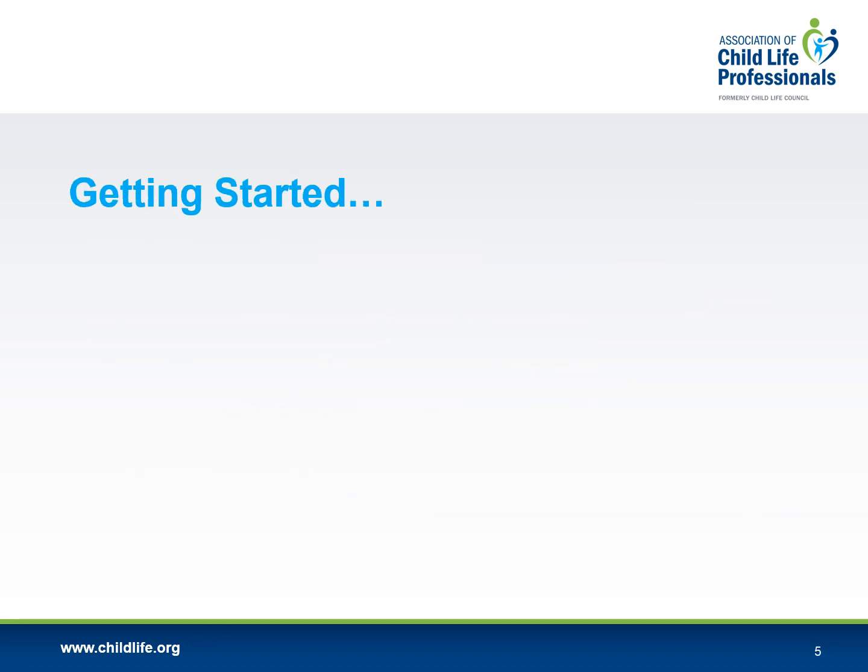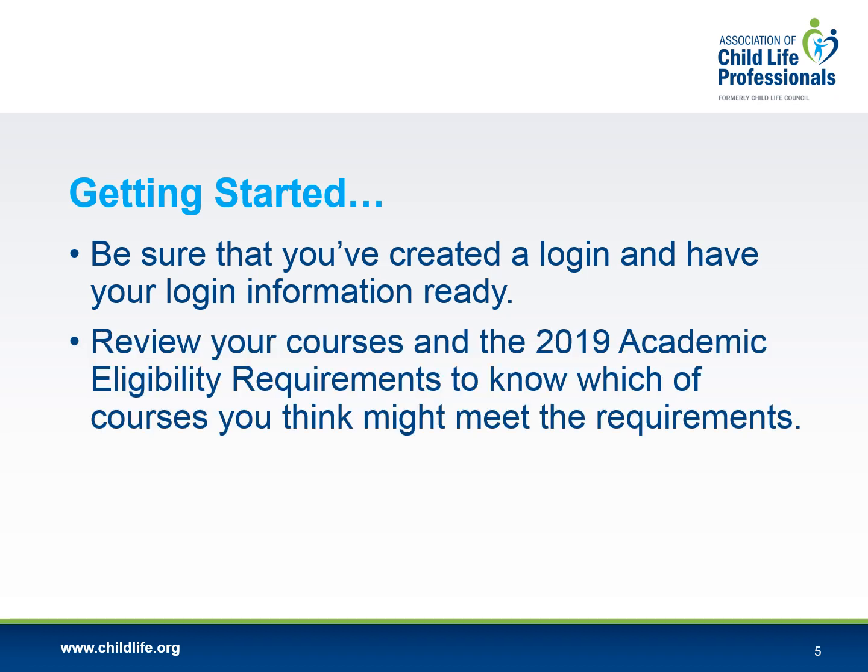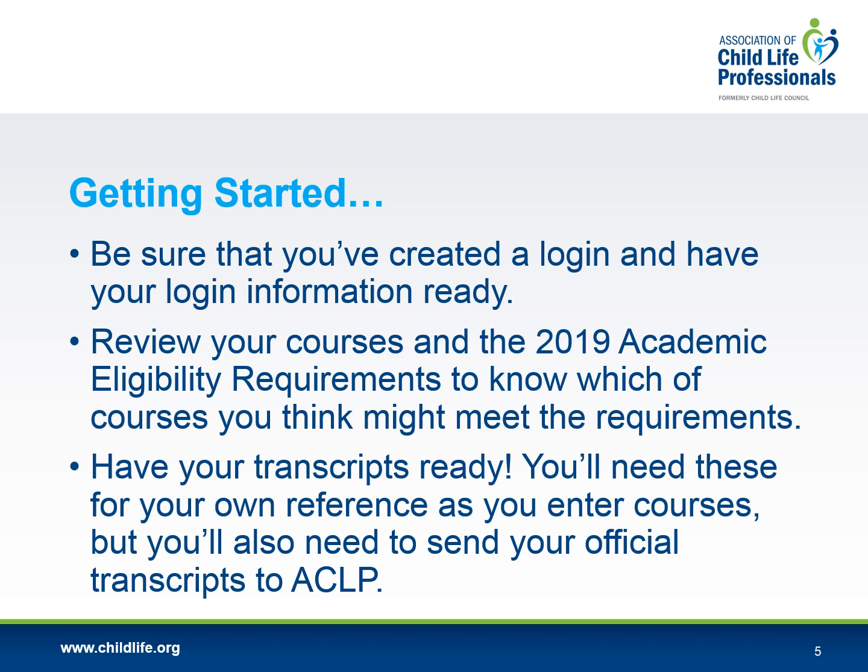Okay, so as you get started and you're ready to open an eligibility assessment and begin this process, there's three helpful things that we want to remind you of so you have them ready. The first is be sure that you've created a login and that you have that login information ready. And we're going to show you how to do that here in just a minute. The second is review your courses and the 2019 eligibility requirements. You're going to want to know which of the courses you've taken you think might meet the requirements. The last tip is have your transcripts ready. You're going to need these for your own reference as you enter courses, but you're also going to need to send your official transcripts to ACLP.